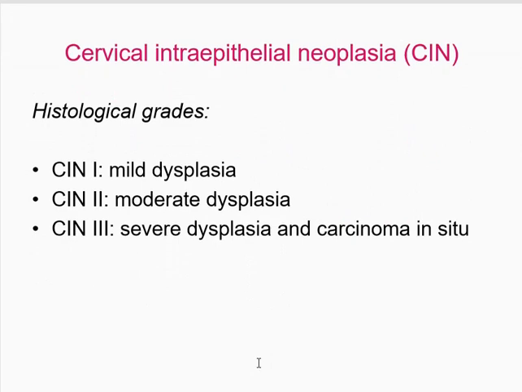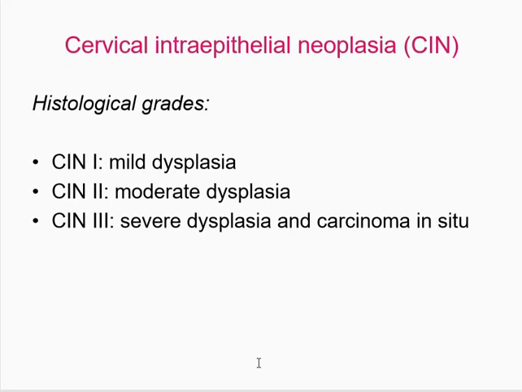Cervical intraepithelial neoplasia is graded CIN 1, 2 or 3. Earlier these were called mild dysplasia, moderate dysplasia or severe dysplasia, including carcinoma in situ.